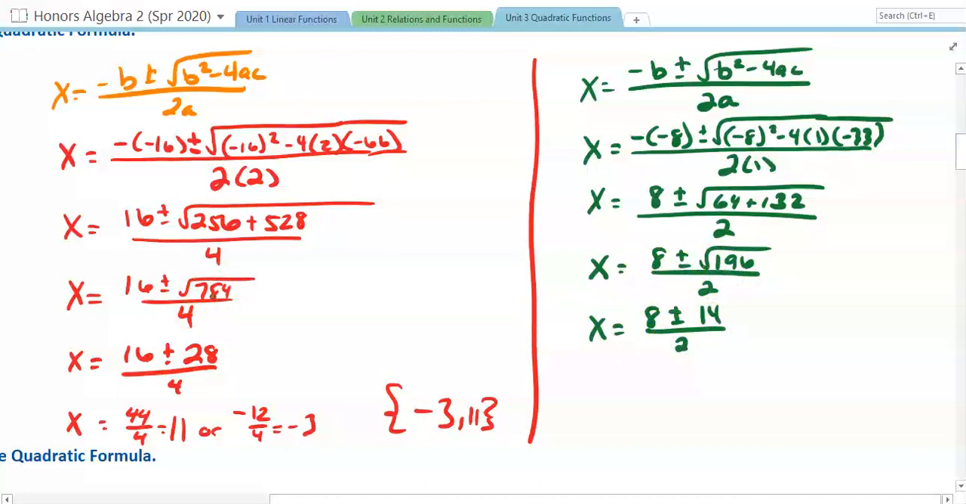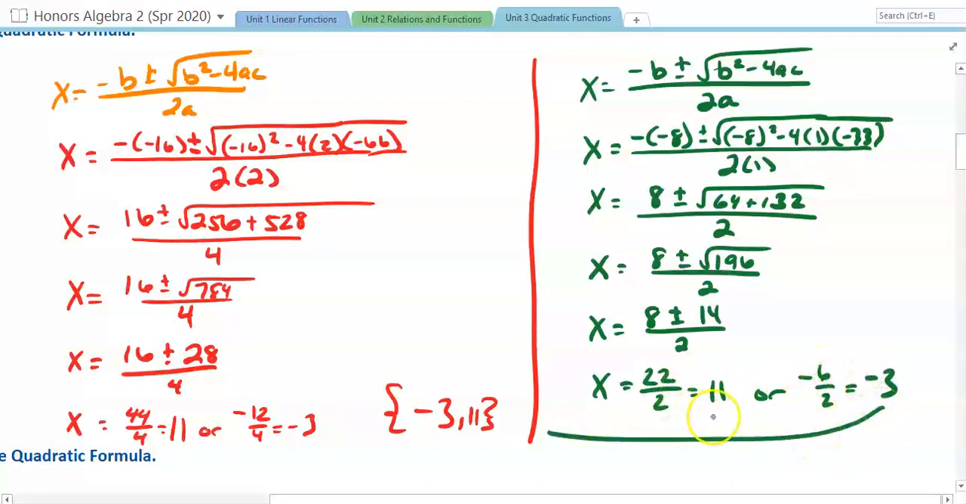784 being 28. But look at that. 28, 14, something going on here. 8 plus 14 is going to give us 22 over the 2. Or we're going to get 8 minus the 14, and so that's going to give us negative 6 divided by the 2, and 22 divided by 2 is 11, and negative 6 divided by 2 is negative 3, and what do you know? It's the same two solutions we found over there.